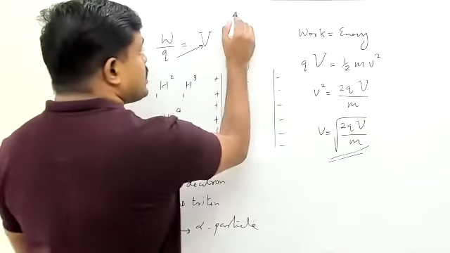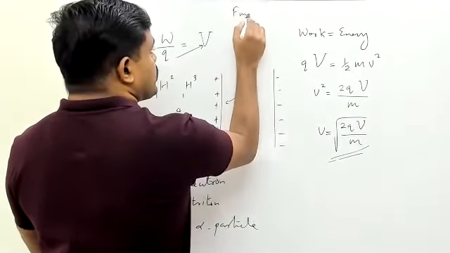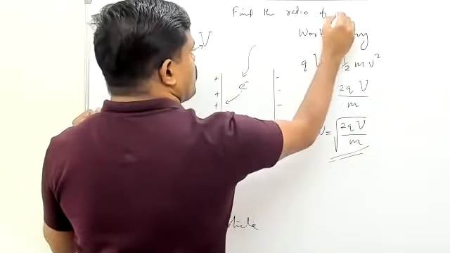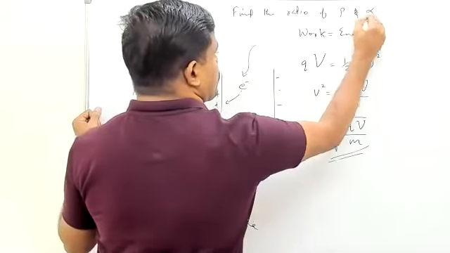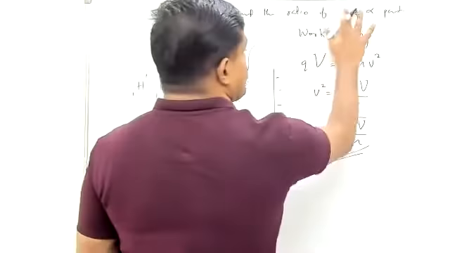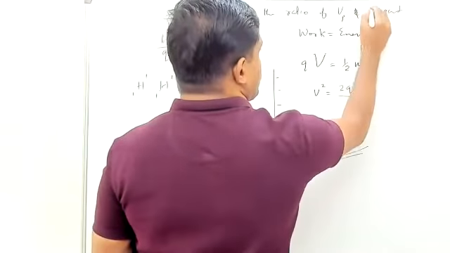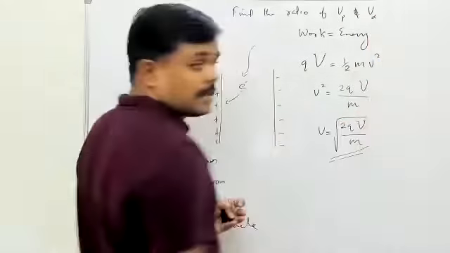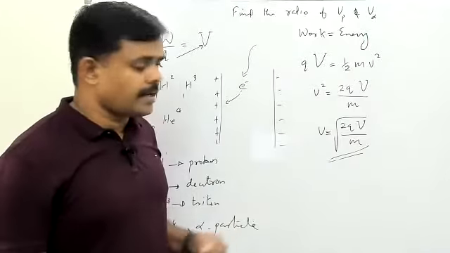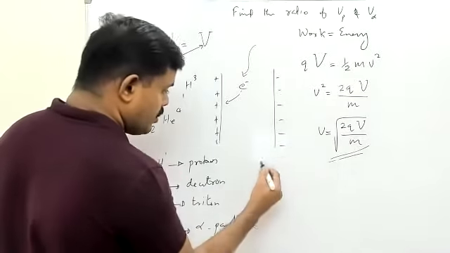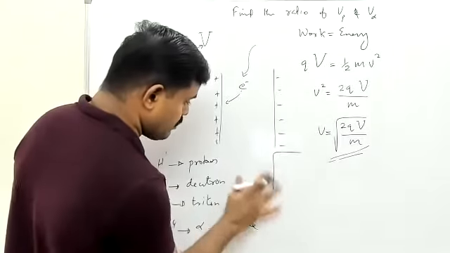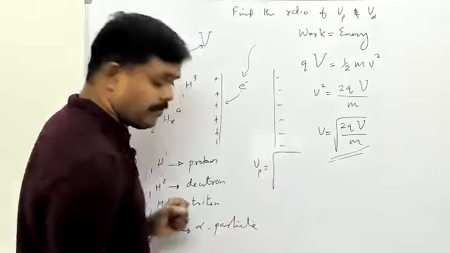For example, one question I'll give you. Find the ratio of the velocity of proton and the velocity of alpha particle, if they enter a potential. How do you find it? I can use this equation. How do we write it for proton? I'm writing for proton first. Velocity of proton.